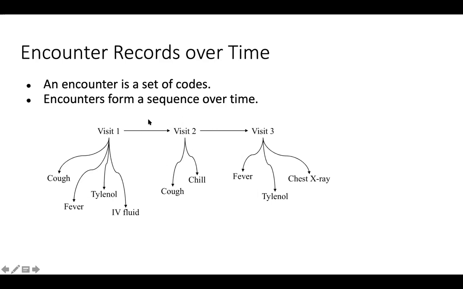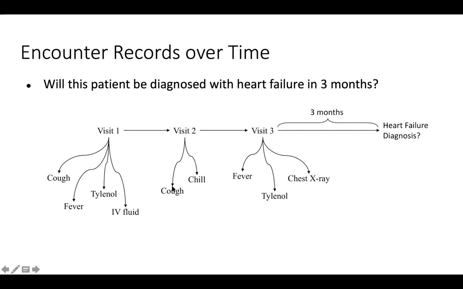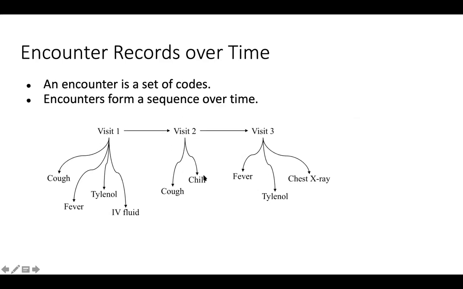In the second visit, maybe after a month, after 2 months, after 3 months, we're not sure yet, but let's assume that in the next visit, the patient was diagnosed with cough and chill. So both are two diagnosis codes.